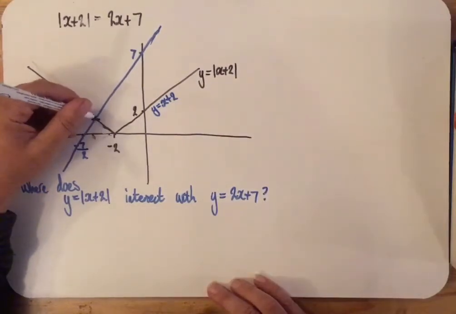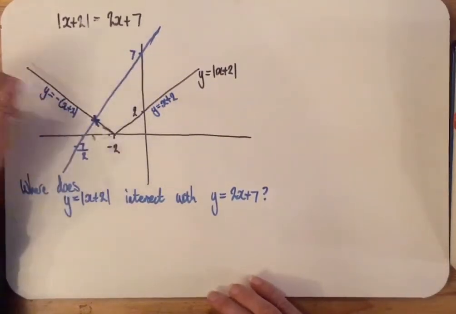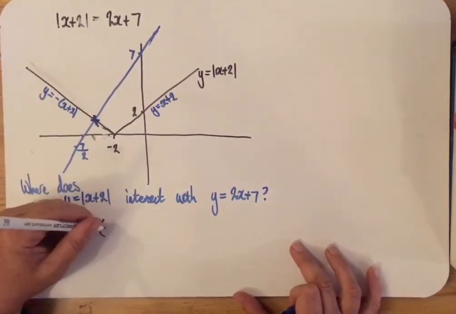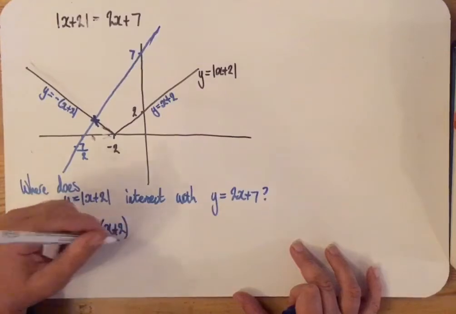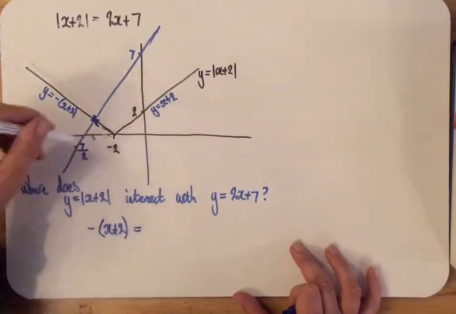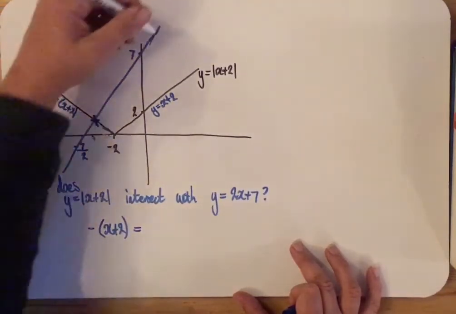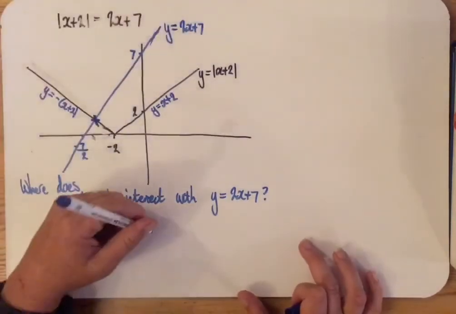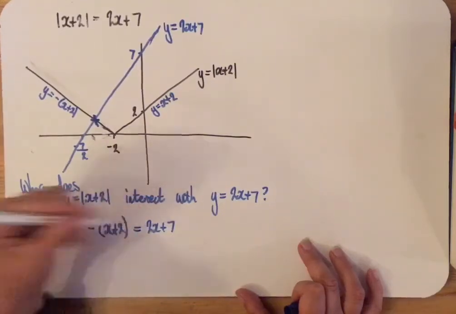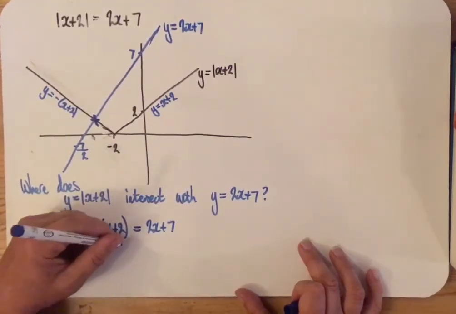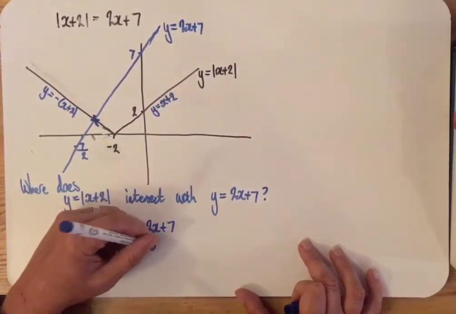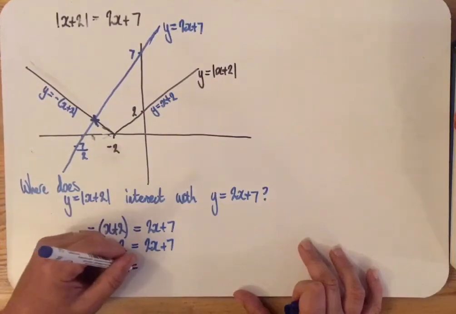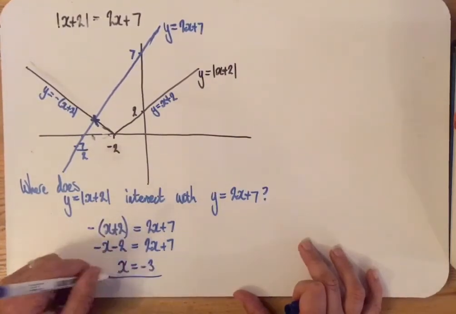So to find this point of intersection of the line and the modulus function, you need to do minus x plus 2 equals the equation of this line, which is 2x plus 7. Solving that, I've got minus x plus 2 equals 2x plus 7. 3x is minus 9, and so x is equal to minus 3.